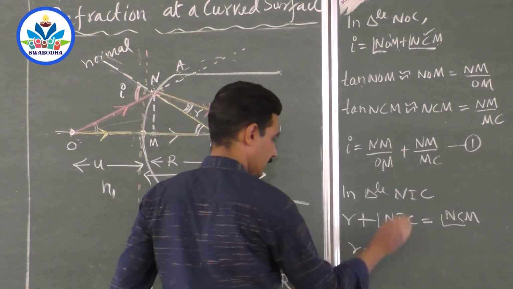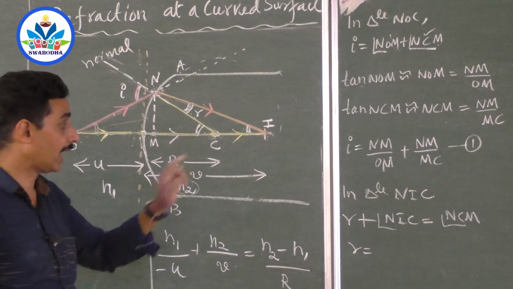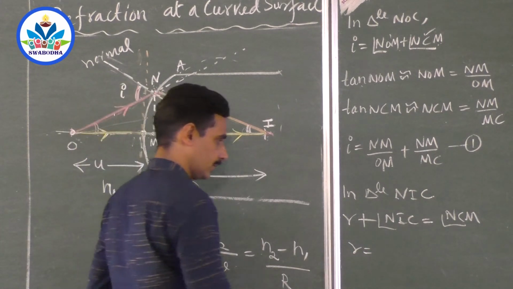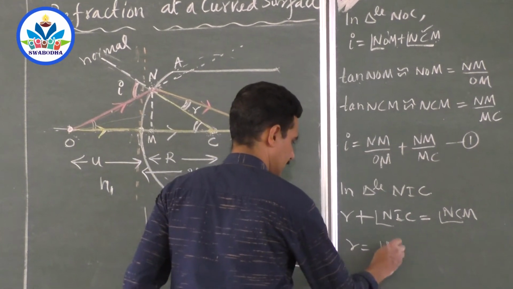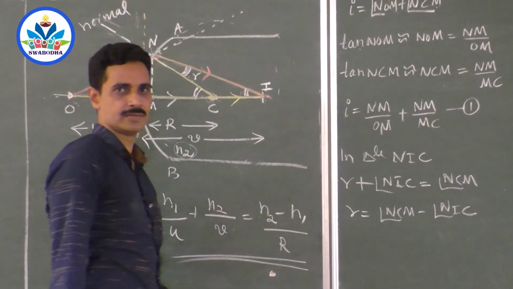So what is R? Because we are going to substitute in n1 sin i is equal to n2 sin r. We want i and r, right? Because sin i is almost equal to i, and sin r is almost equal to r. So what is r? It is angle NCM minus angle NIC. So that is the difference.